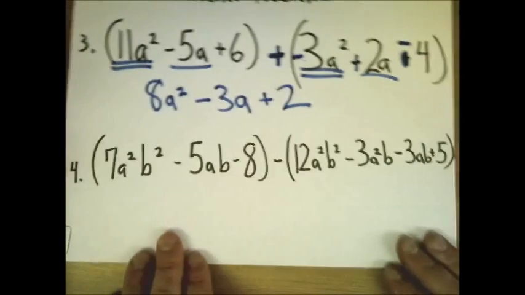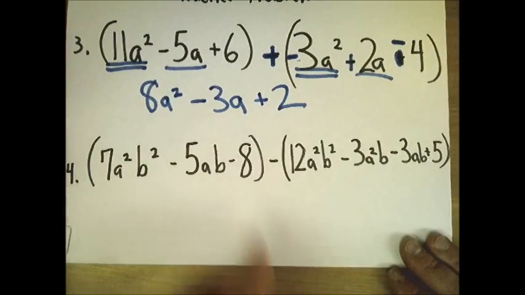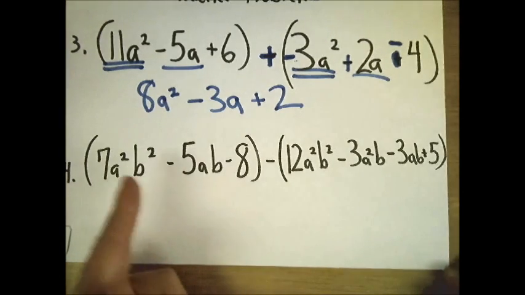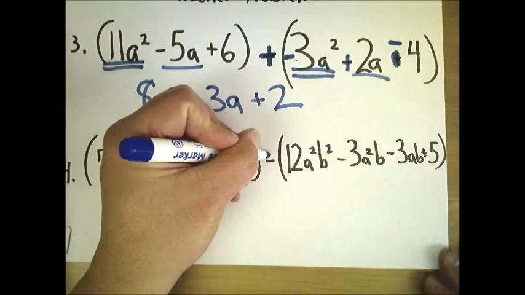The one for number 4, so by the way, your final answer is 8a squared minus 3a plus 2, which sounds very Canadian. And I can say that because my wife is Canadian.